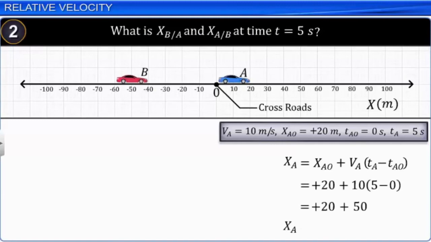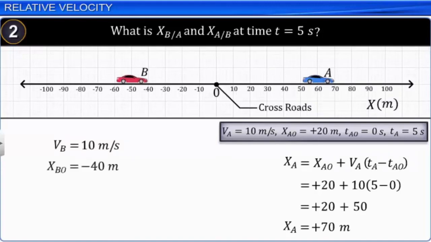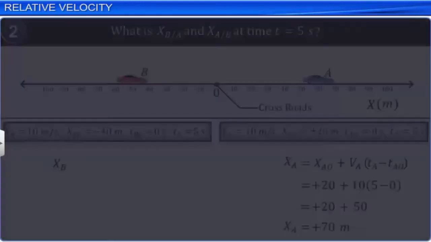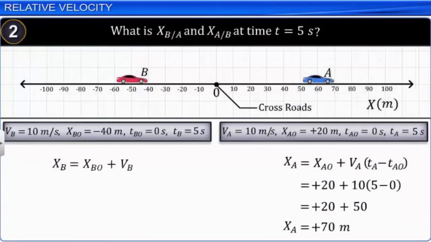Calculating for xB, here vB is equal to 10 meters per second. xB0 is equal to minus 40 meters. tB0 is 0 seconds and tB is equal to 5 seconds. xB is equal to xB0 plus vB into tB minus tB0. On substituting and simplifying, we get xB equal to plus 10 meters.